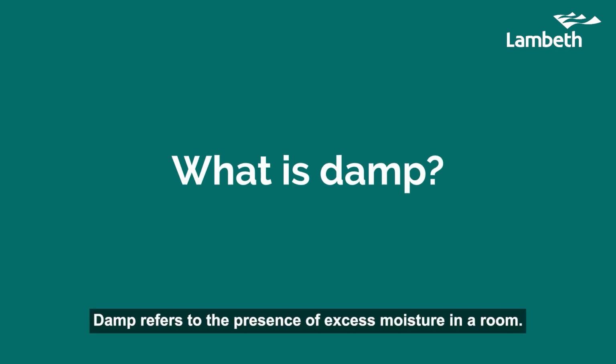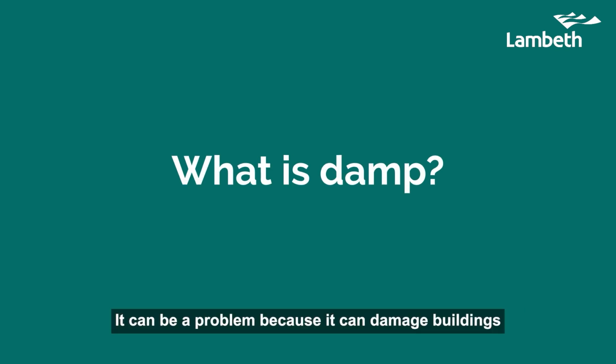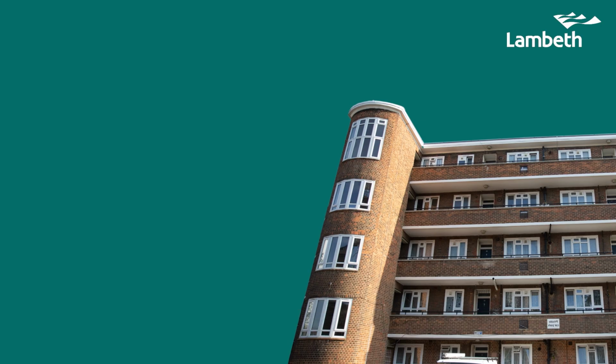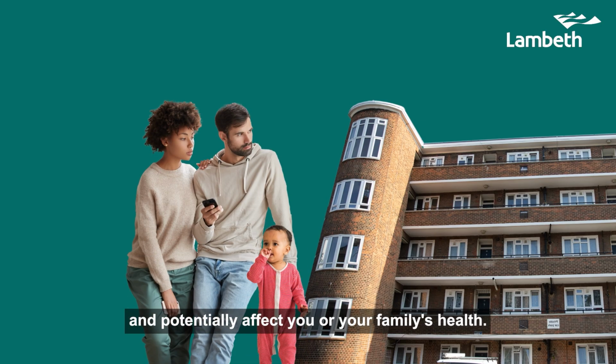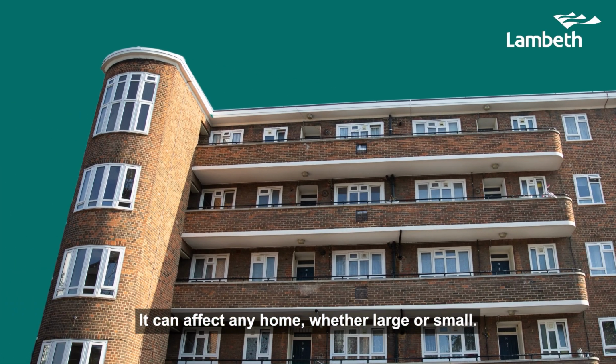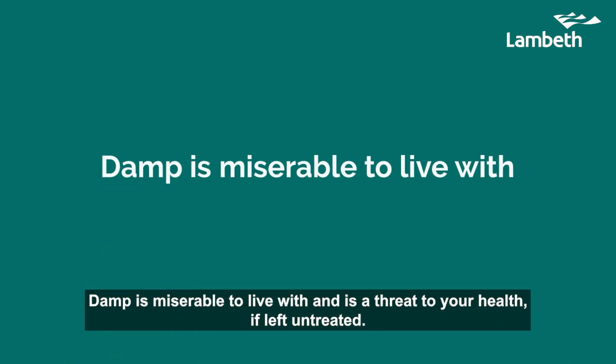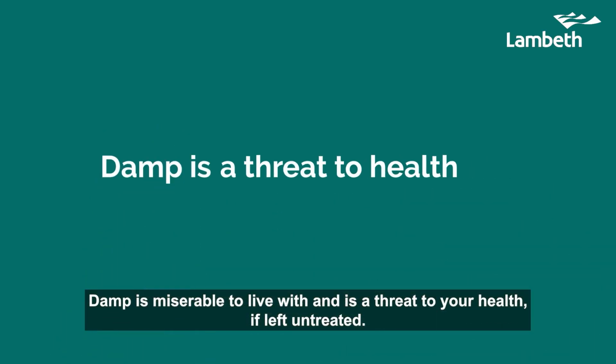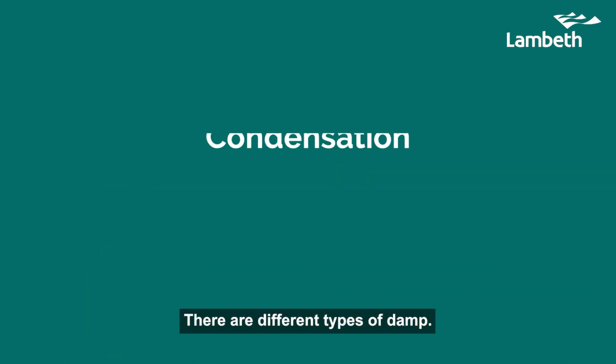Damp refers to the presence of excess moisture in a room. It can be a problem because it can damage buildings and potentially affect you or your family's health. It can affect any home, whether large or small. Damp is miserable to live with and is a threat to your health if left untreated. There are different types of damp.